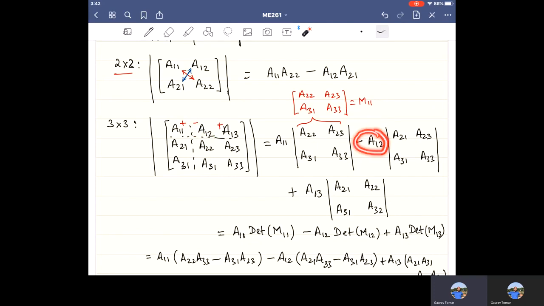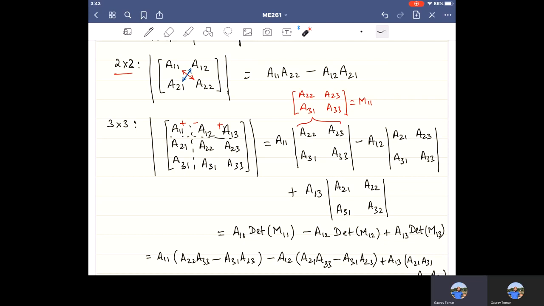You get the minus here, minus A12. Then you'll get A21, A31, and A23. These 4 elements are going to form your submatrix. Take the determinant of that, so it will be the determinant of A21, A31, A23, A33. Then you take the last one, A13, and this is going to be your submatrix, and you take the determinant of that. That's how you calculate determinants.